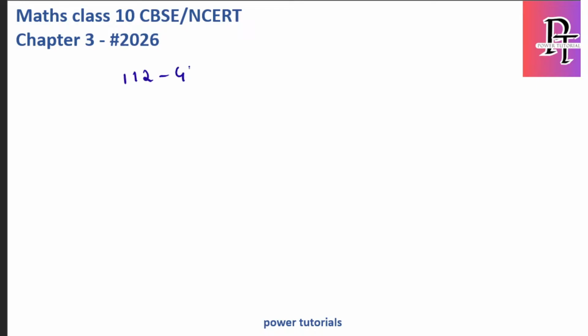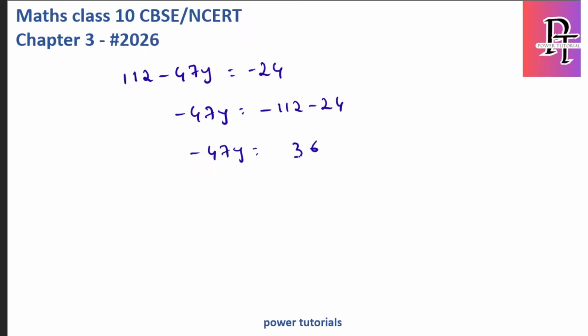112 minus 47y is equal to, what is the answer? Minus 24. So I can say minus 47y is equal to minus 112 minus 24. So minus 47y is equal to minus 136. Okay, I think there is some calculation mistake. Let's cross check.